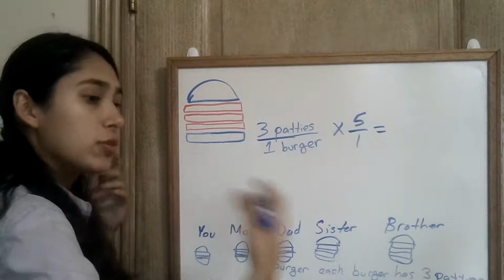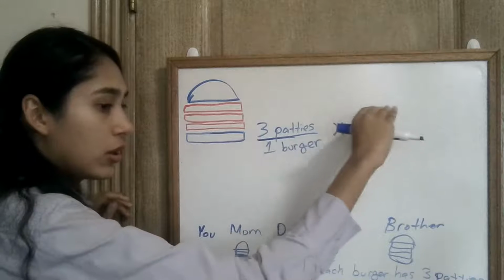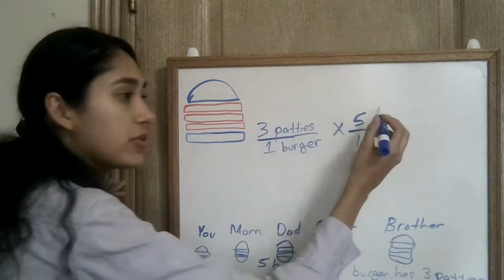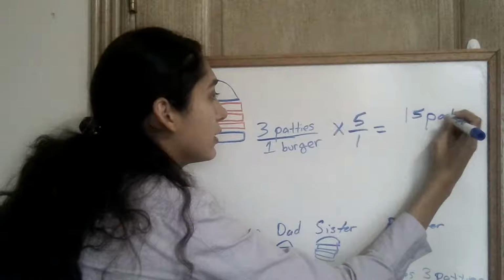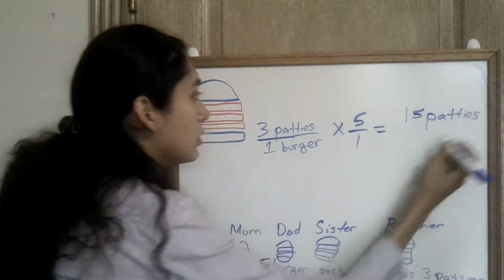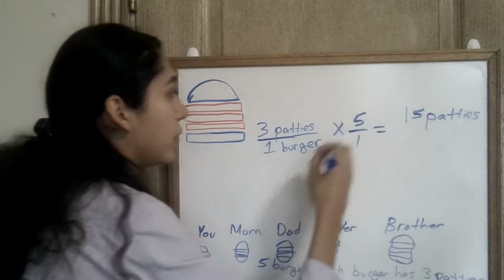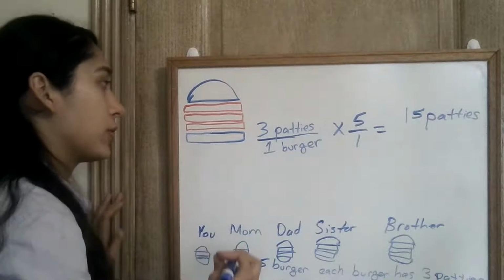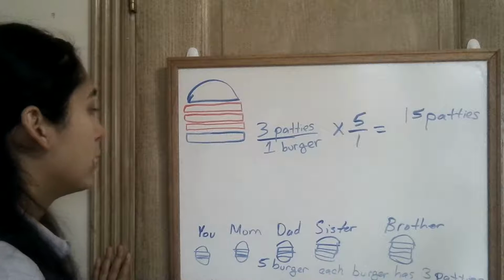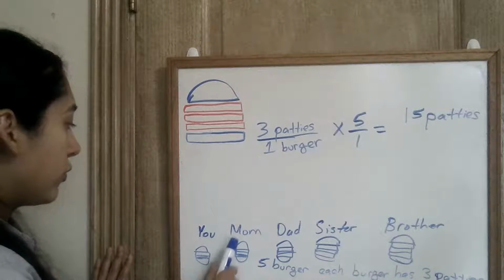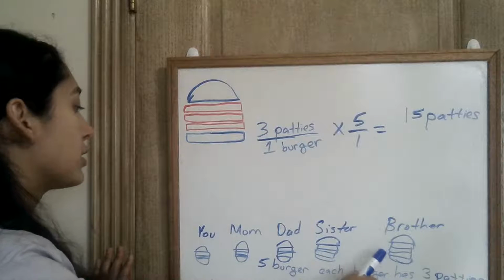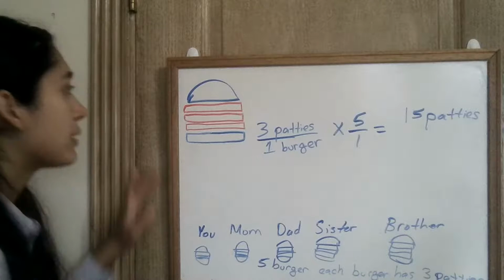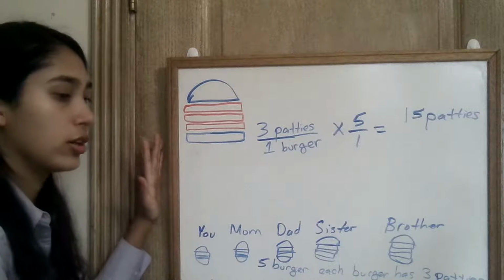And by following the rules of multiplication, we go across. So 3 times 5 is 15. So we're dealing with 15 patties. And we're talking about the 5 burgers. And so we can count 1, 2, 3, 4, 5, 6, 7, 8, 9, 10, 11, 12, 13, 14, 15. Any questions on the burger?